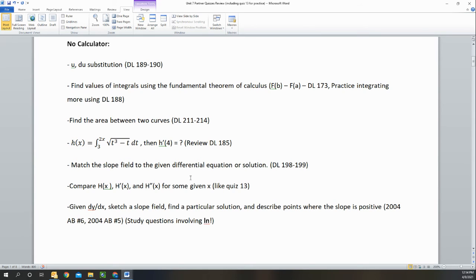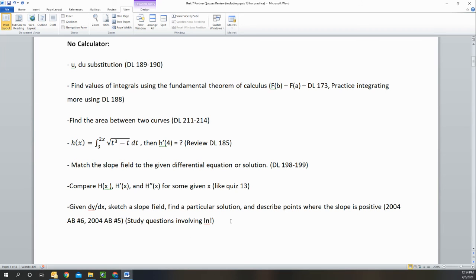Matching the slope field to a given differential equation. I have the notes here for daily lessons 198, 199. H prime, h double prime. This is like the problem on quiz 13, I believe number 7. Quiz 13 is just helpful for lots of this, just getting this back in your head. It's worth your time to do this, but up to you.